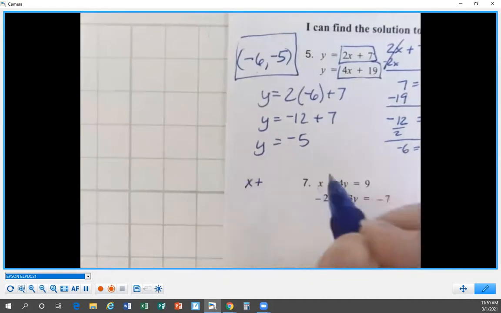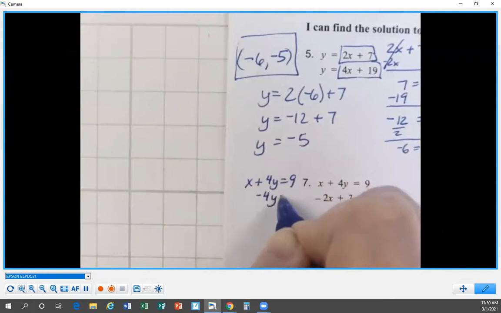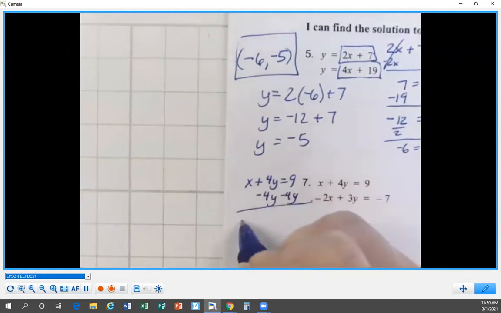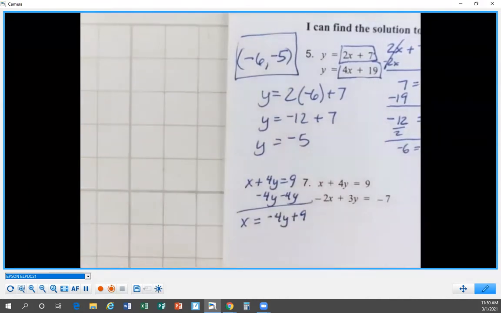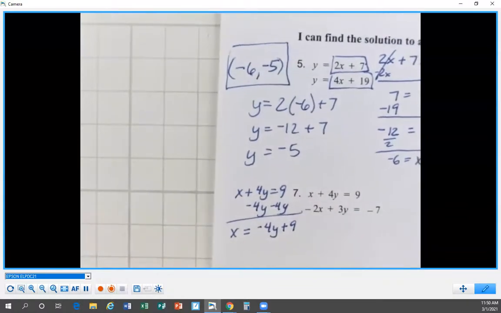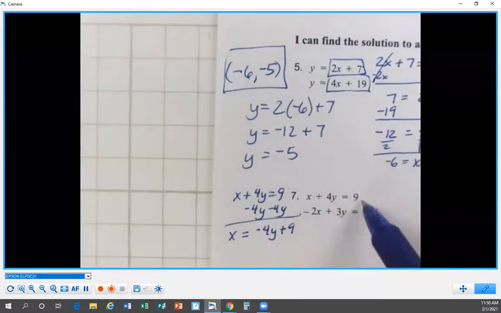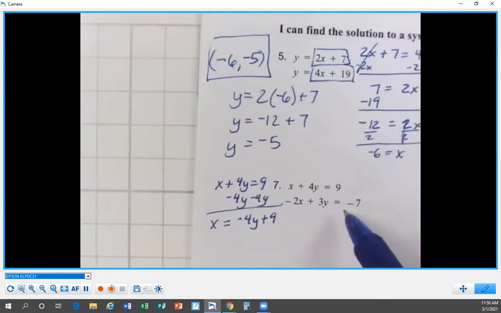So I'm just going to work right over here in this small space to the left. We have x plus 4y equals 9. We subtract 4y from each side. This gives us x equals negative 4y plus 9. So now we have that x variable. If I rewrote the first equation to solve for a variable, then I need to sub that into the other equation. So I'm substituting it into the second equation.